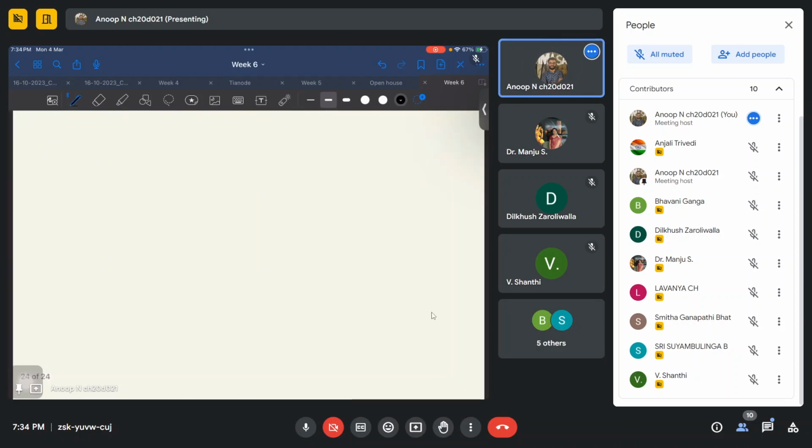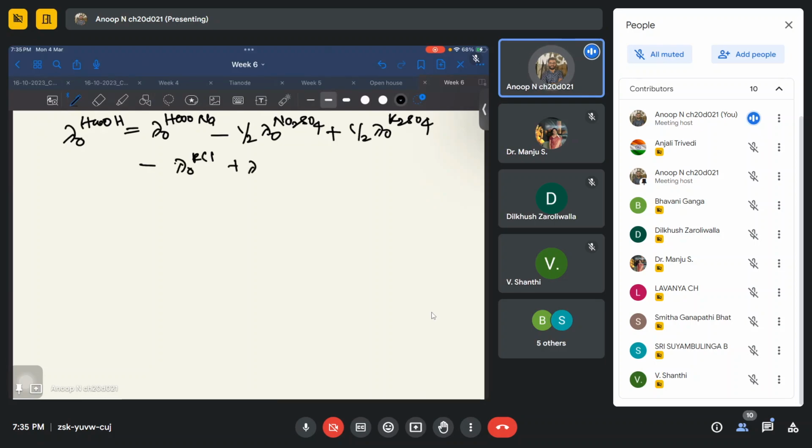So how will we write? Lambda 0 HCOOH is equal to lambda 0 HCOONa minus half into lambda 0 Na2SO4 plus half into lambda 0 K2SO4 minus lambda 0 KCl plus lambda 0 HCl. So just need to think and write the combination. So what will be the answer?